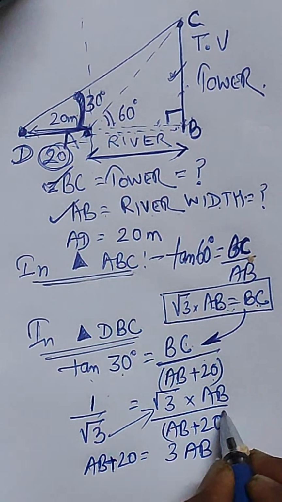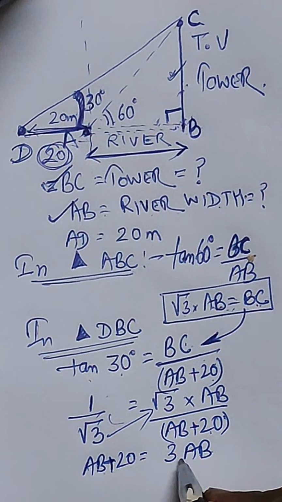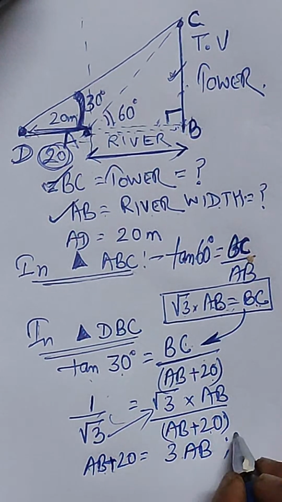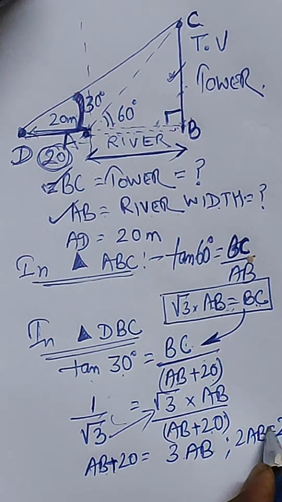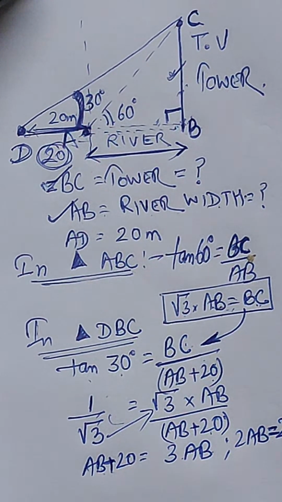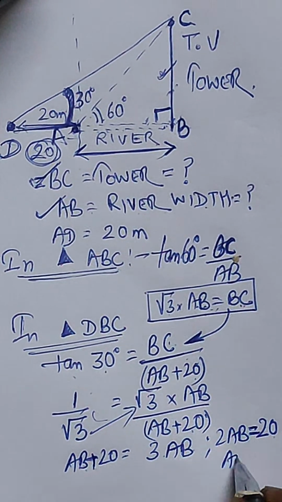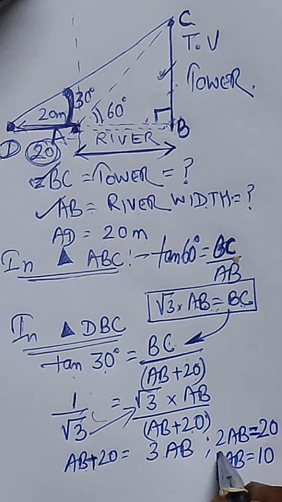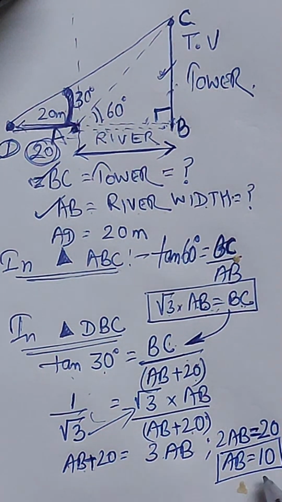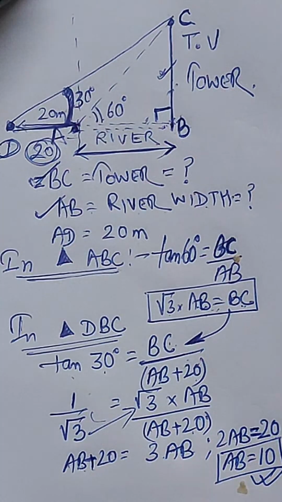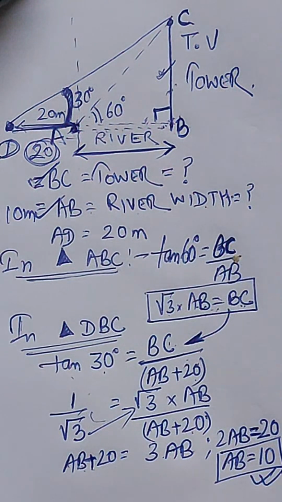Why 20? Because this entire denominator will be going to the LHS numerator. And when we solve it, 3AB minus AB, we will get 2AB as the value in the LHS and 20 in the RHS, right? This will give you the value of AB as 10, right? So that means the river width is calculated, and that is equal to 10 meter, my dear friends, right?